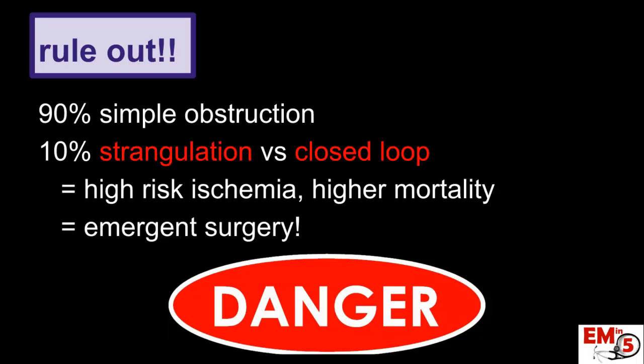All right, now we have concerns that we have an SBO. There's a couple other signs that we need to look for that can be very dangerous to the patient. Because about 90% of these are very simple obstructions. They go on to have conservative management without surgery. But things we need to look for is ischemia, based on if there's signs of strangulation or a closed loop, because this can be very dangerous and require emergent surgery.